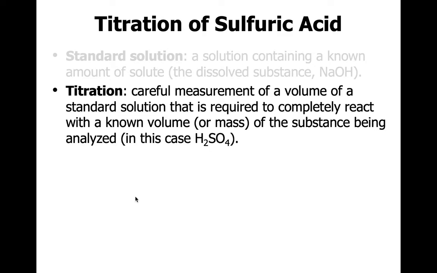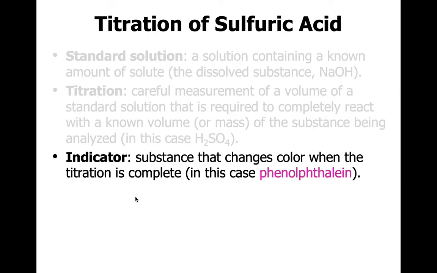Titration is the process that we're using. It's careful measurement of a volume of a standard solution that is required to react with a known volume or mass of the substance being analyzed. In this case, a volume of sulfuric acid.